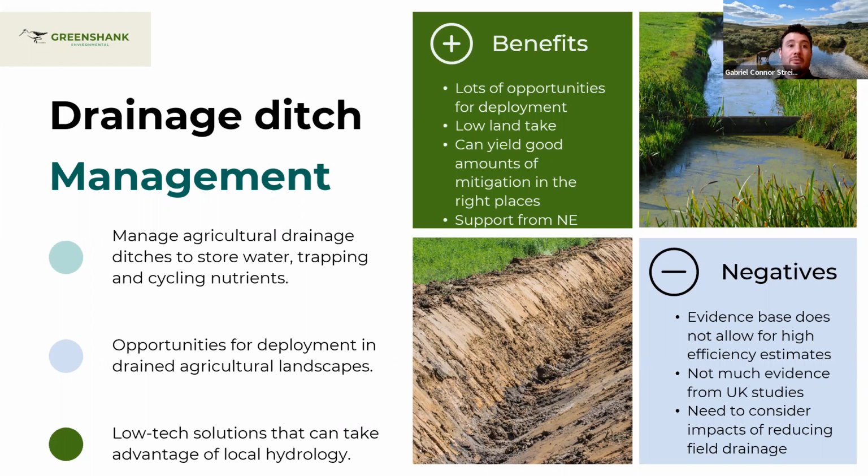Lots of agricultural landscapes are drained, so we've got lots of opportunities for deployment around affected catchment areas. And again, these are very similar in the way they function to engineered log jams in terms of the overarching principles. So we're again looking to take advantage of local hydrology and find places where we can trap lots of water within the environment to generate a decent amount of mitigation.